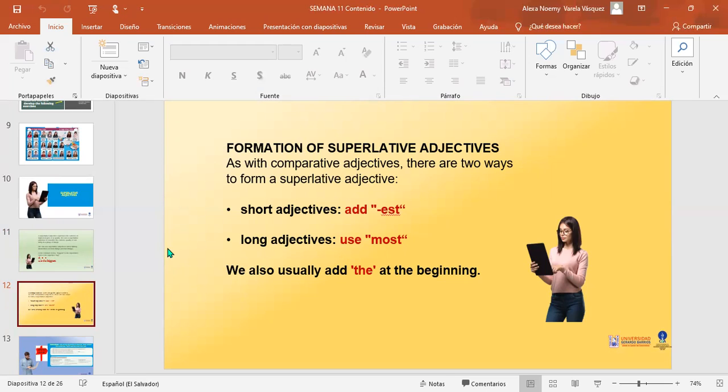With the long adjectives, which are the ones that have 3 or more syllables, okay? With this type of adjectives, we add the word most, okay? We also usually add the at the beginning, okay? For example, the most popular in the class.